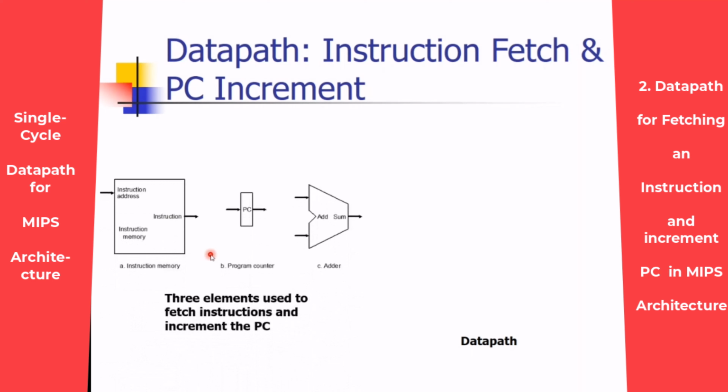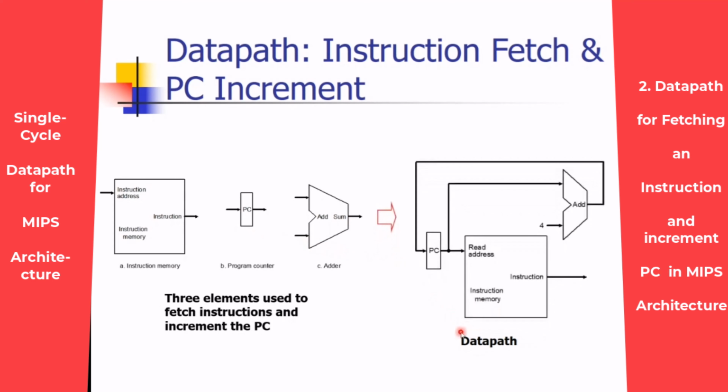Let's check the data path for instruction fetch and program counter increment. We need 3 elements to fetch an instruction from the program memory and increment the program counter. The first one is the instruction memory, then a register, and a 32-bit adder. This is the data path that connects these 3 elements. As you can see, the program counter is connected to the read address of the program memory. In this way, we will read the instruction from the memory.